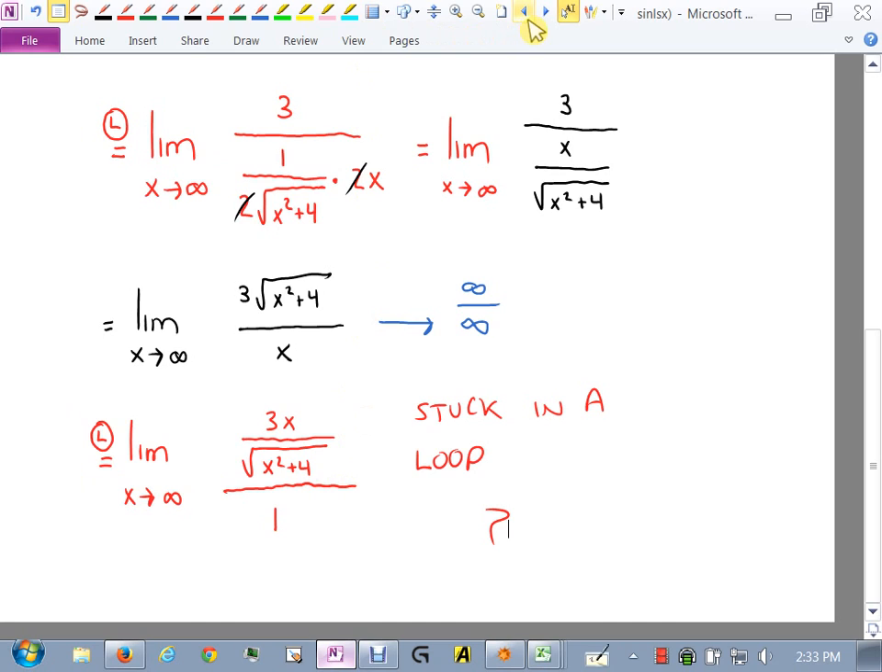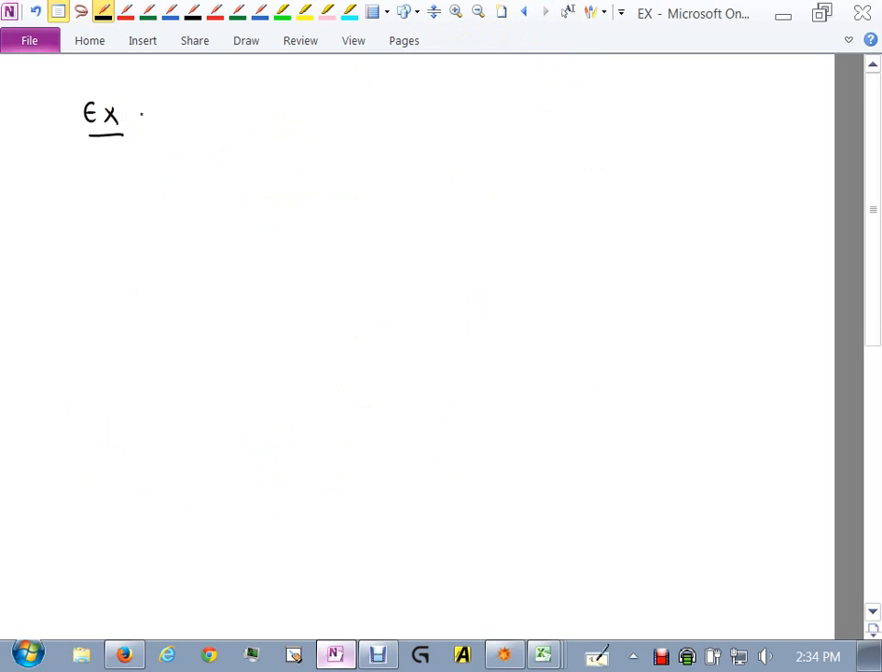How about this one? Limit as x goes to infinity of x to the 1 billionth power over 2 to the x.